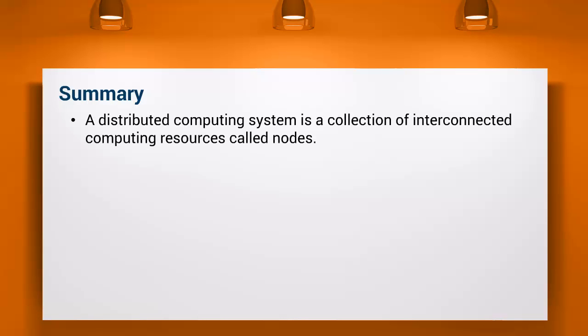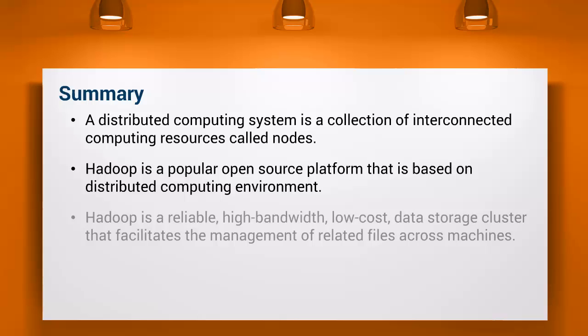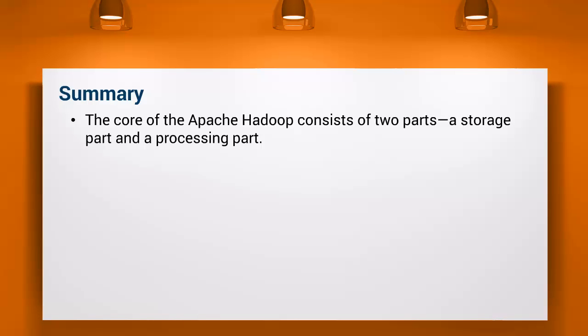Let's do a quick recap of what you've learned in this session. A distributed computing system is a collection of interconnected computing resources called nodes. Hadoop is a popular open-source platform that is based on distributed computing environment. Hadoop is a reliable, high-bandwidth, low-cost data storage cluster that facilitates the management of related files across machines. The core of the Apache Hadoop consists of two parts, a storage part and a processing part.